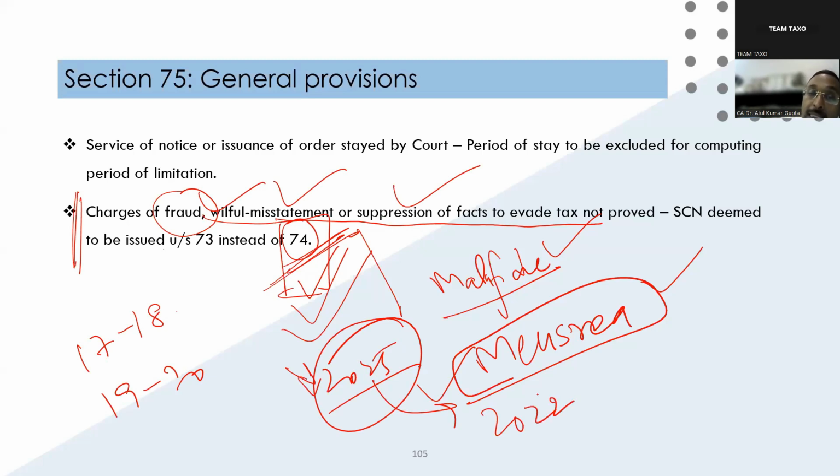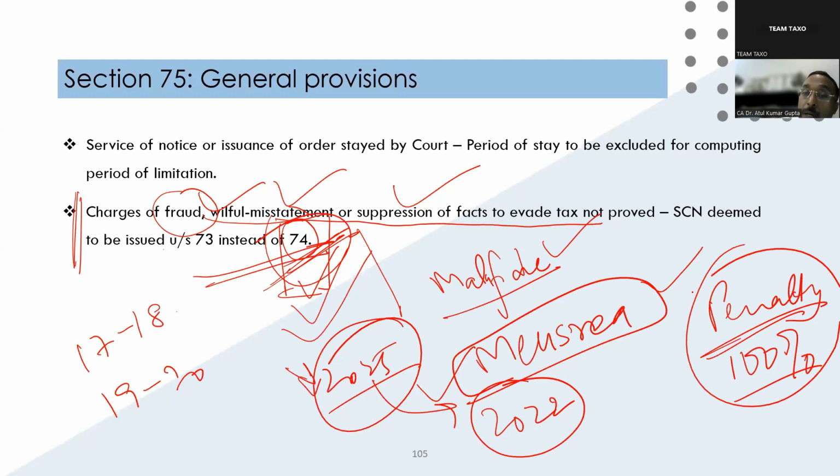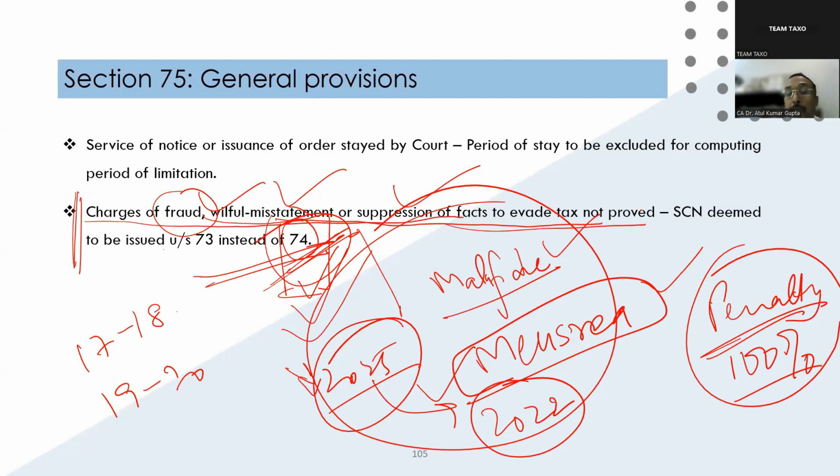So in that case, the demand up to 2022 only will survive. Any demand prior to this period will not be able to survive, and you will win the case. So my dear friend, it's very important that whenever there is a charge of section 74, not only for the purpose of penalty, because you will have to pay a 100% penalty in case section 74 is proved. Not only the penalty we are discussing, even the demand can be restricted to the normal period if you are able to prove that there was no fraud, willful misstatement or suppression of fact.